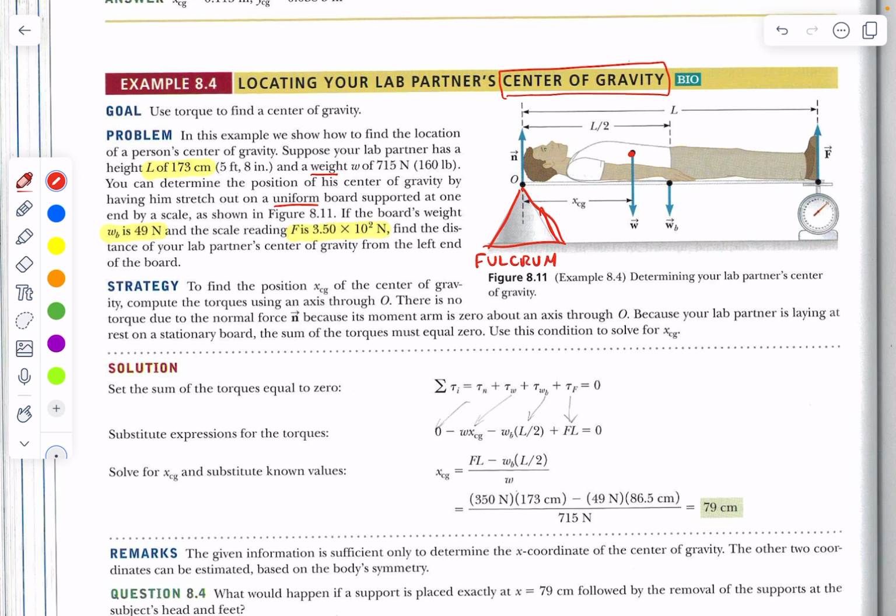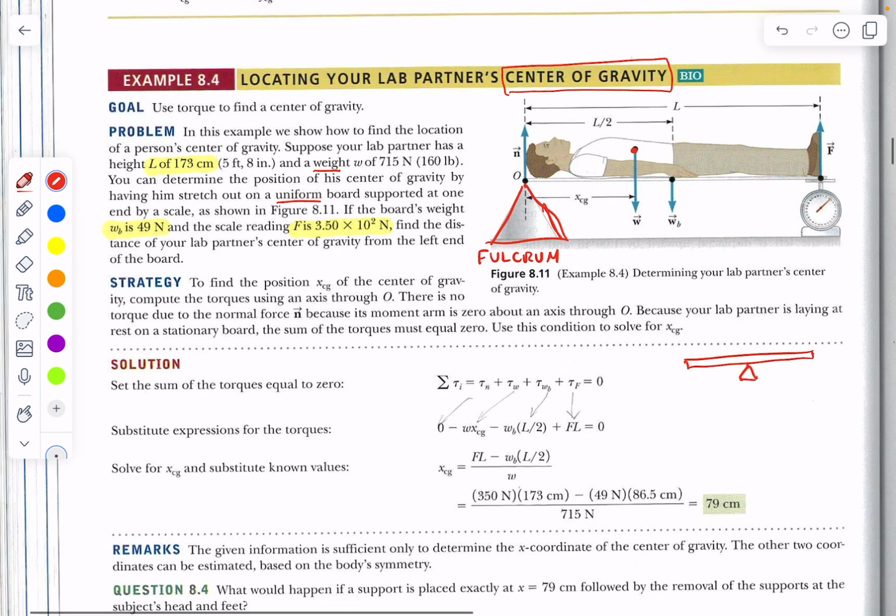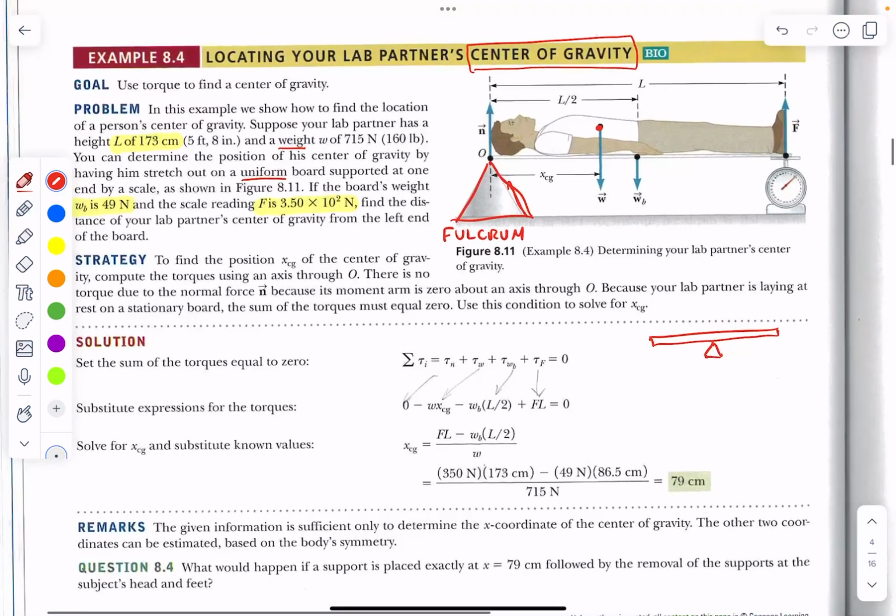You might remember a seesaw. A seesaw, an old playground piece of equipment, would have a fulcrum in the middle, might not be shaped like a triangle, and one person would sit on one side, and another person would sit on the other side, and they could go up and down. This is called a fulcrum.